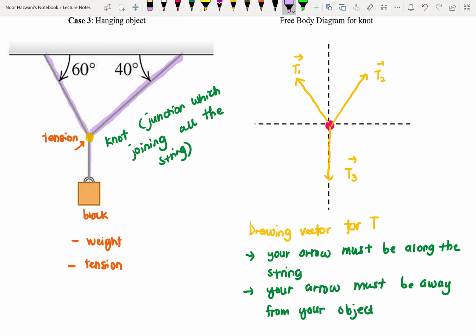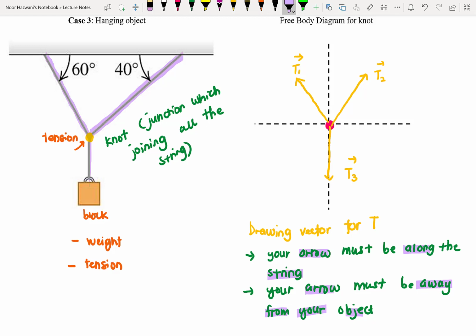Okay. So first, the arrow must be along the string, and then the second is the arrow must be away from your object. So for our first free body diagram, the node is our object. Therefore, the tension must be along the string. So this is our string, but then it should be pointed away from the node.